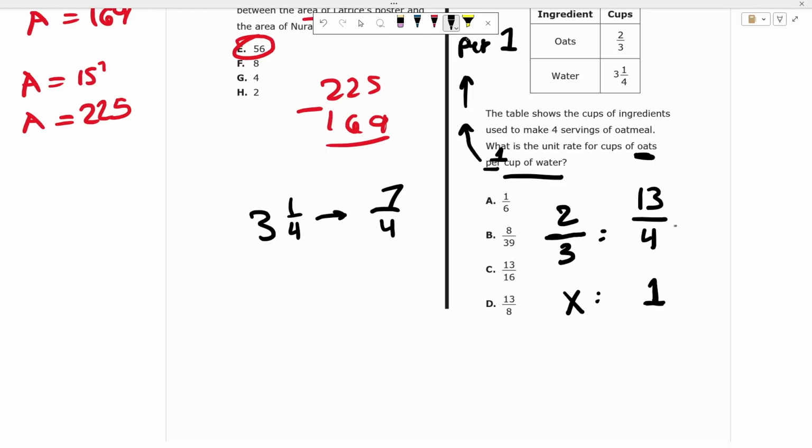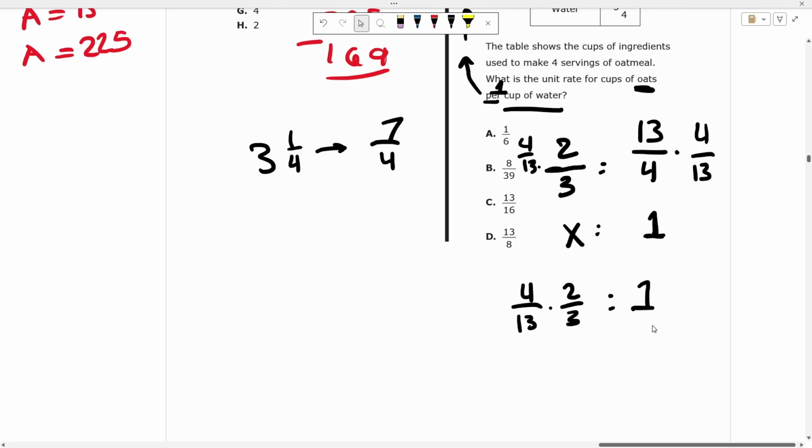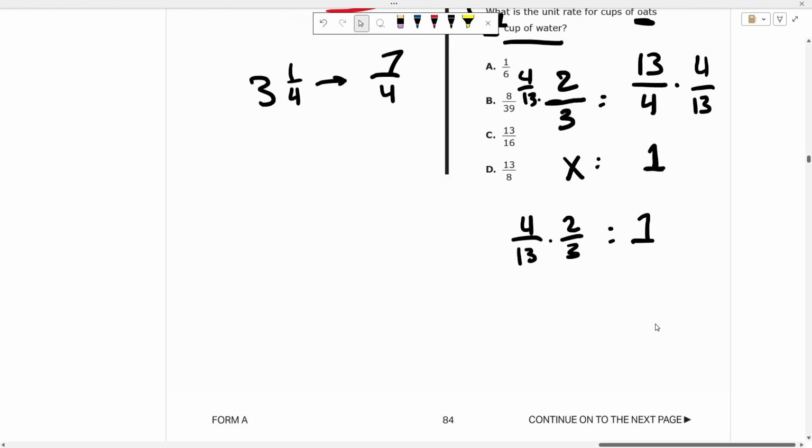Now, if I want to turn this into 1, I multiply by the reciprocal, so I just flip it. So I multiply both sides by 4 over 13. 4 over 13 times 2 over 3 is the ratio, or how many cups of oats you need for 1 cup of water. Okay? So in this case, that's going to be 8 over 39, which is choice B.